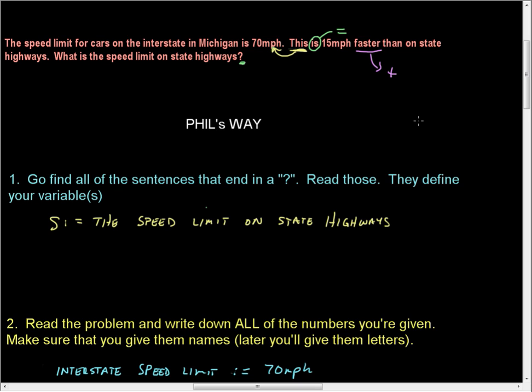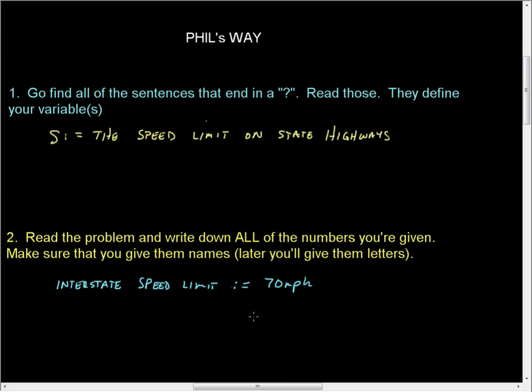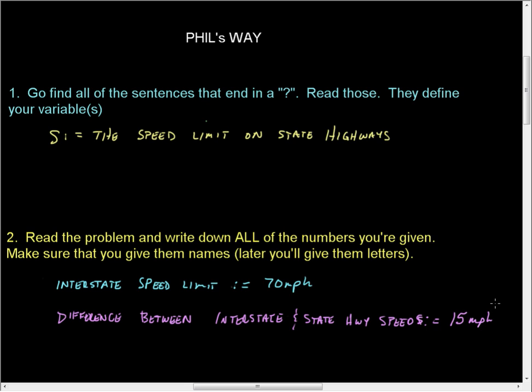Okay, so now, as we look at it, let's go ahead and define 15. So let's define 15 as the difference between interstate and state highway speeds. As you get better at this, you won't have to define them quite as, I guess, nastily, if you'll pardon the inventive English there. You won't have to define them as explicitly. All right, and so we're going to call this 15 miles an hour. Now, this number is going to come into play much more at the end when we go back and check our work.